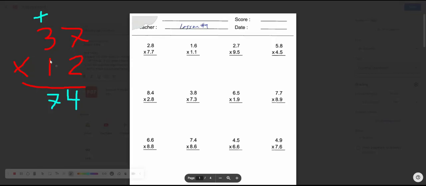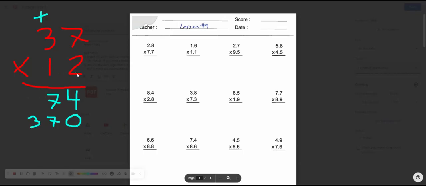Now I'm going to multiply with the 1 over here. But really, I have to remember that this isn't just 1. It's actually 10, because look at the place value it's in. It's not in the 1s, it's in the 10s column. So it's a 10. And to show that I'm multiplying by a 10, I have to remember that I need a placeholder. 1 times 7, you betcha, that's 7. 1 times 3, 3. There's nothing else to multiply.